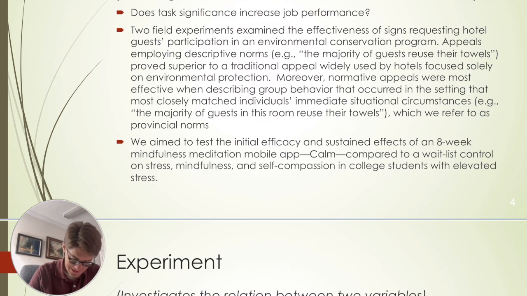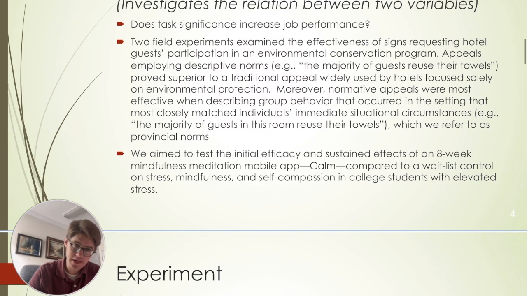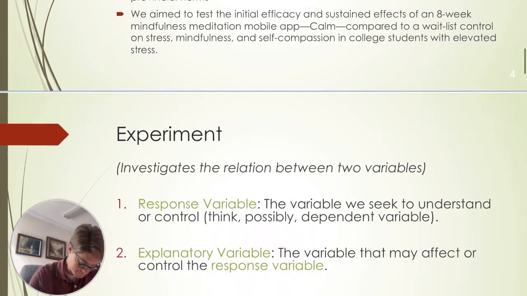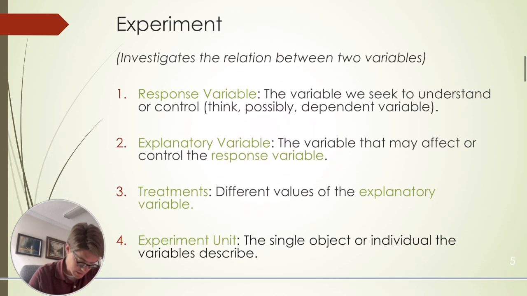Okay, and then the last study, we aimed to test the initial efficacy of and sustained effects of an 8-week mindfulness meditation mobile app, Calm, compared to a waitlist control on stress, mindfulness, and self-compassion in college students with elevated stress. So they test whether or not using this app, Calm, was more effective at combating stress, increasing mindfulness and self-compassion in college students. Okay, let's get into the terminology.